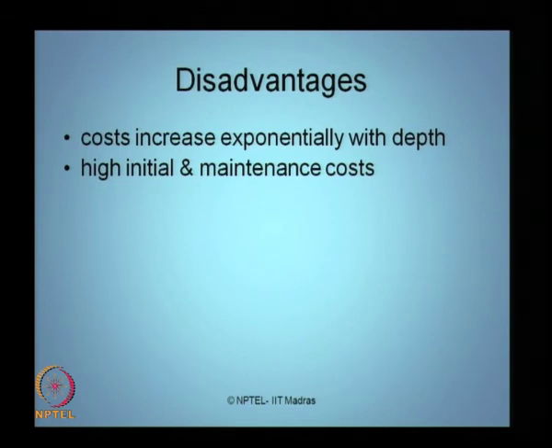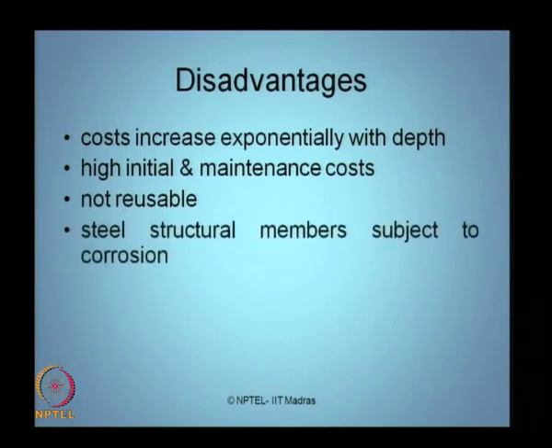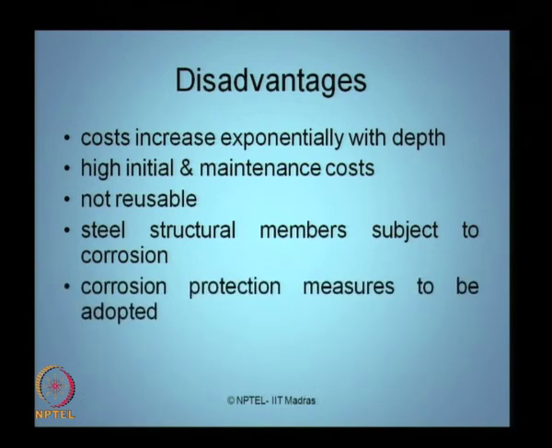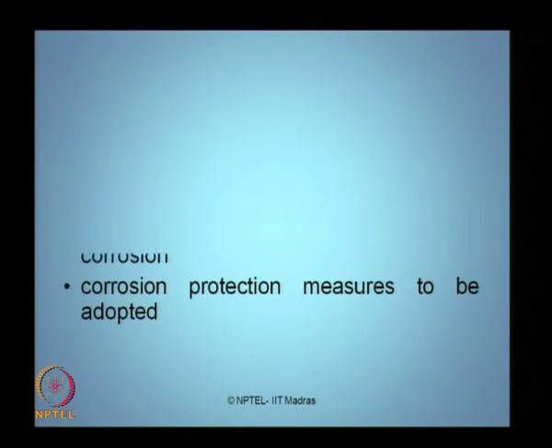They have very high initial and maintenance costs. They are not totally reusable. Steel structural members are extensively subjected to corrosion, which is a very serious problem, and therefore corrosion protection measures are to be adopted in the design stage itself.